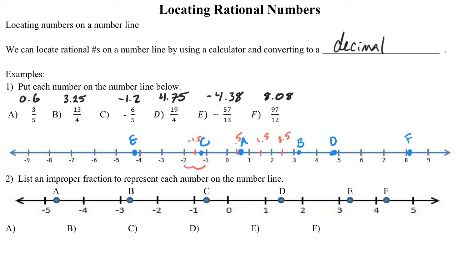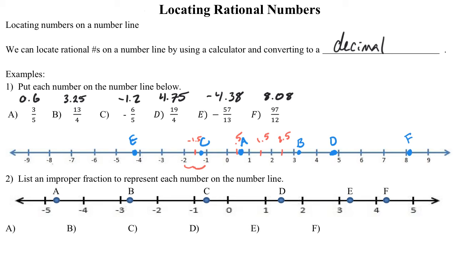Okay, what if we wanted to do this in reverse? What if I was given a point and said, hey, what fraction could represent that point? There's a couple different ways to go about this, and I'm going to give you the easier way first. Our brain works better in decimals than it does in fractions, so we're going to let it work in decimals.